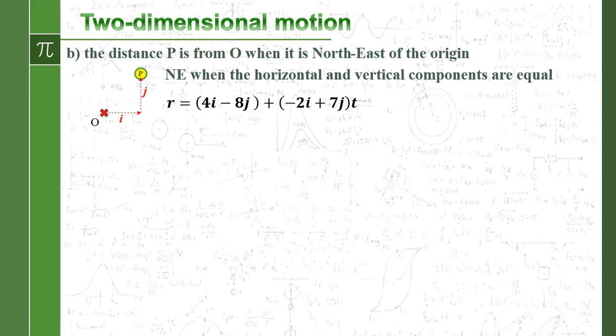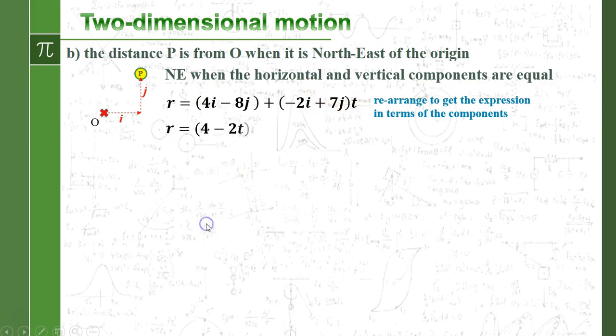So what we need to do is say, well, if we've got our displacement vector, which is that, r equals r naught plus vt, and we need to find the time at which it's northeast. What I'm going to do is just do a little bit of rearranging here. So I'm going to get the i components all together and the j components all together. For the i components, I've got 4i coming from there, and I've got -2 times t coming from there. So that's that one. And then for the j components, I've got -8 there, plus 7t coming from here.